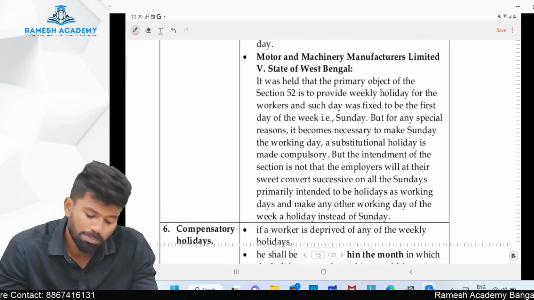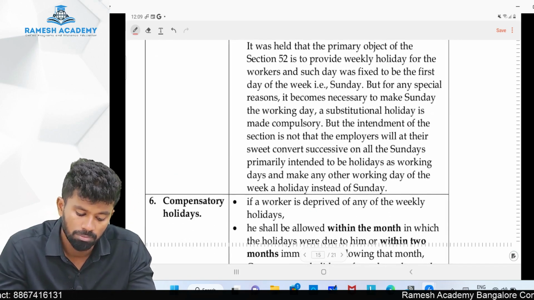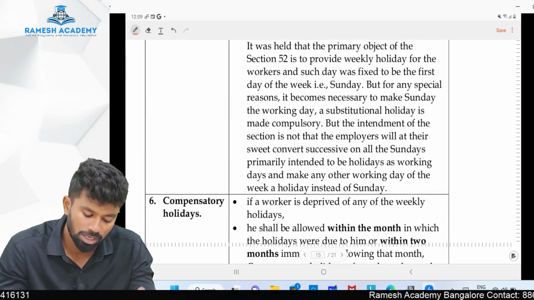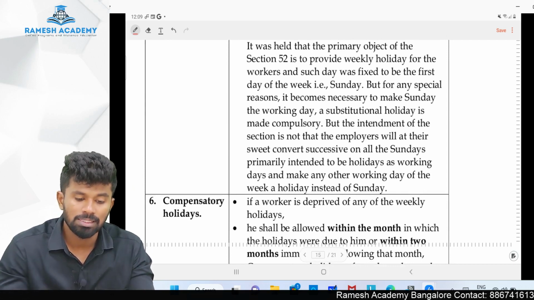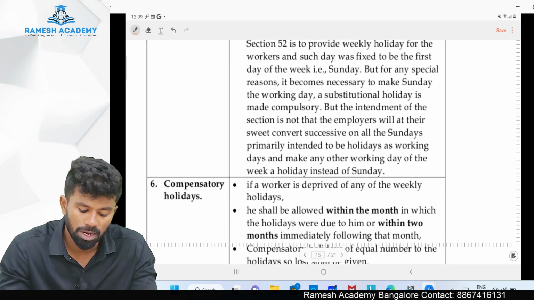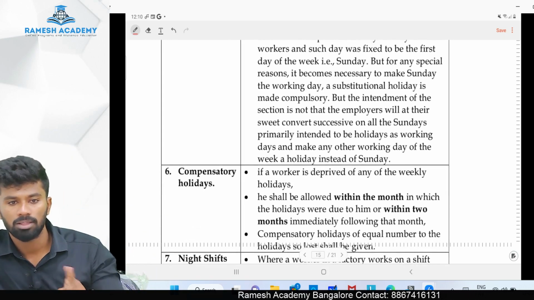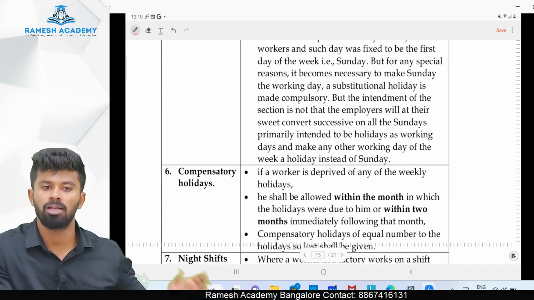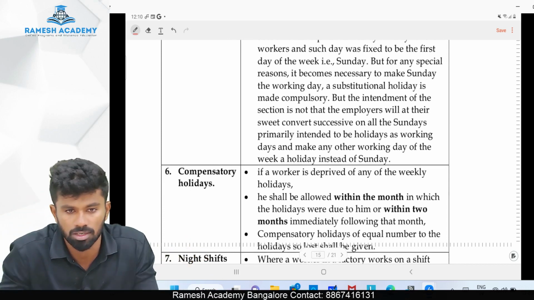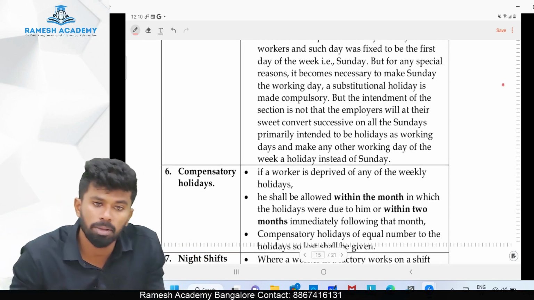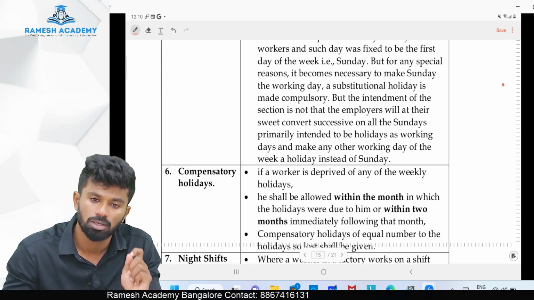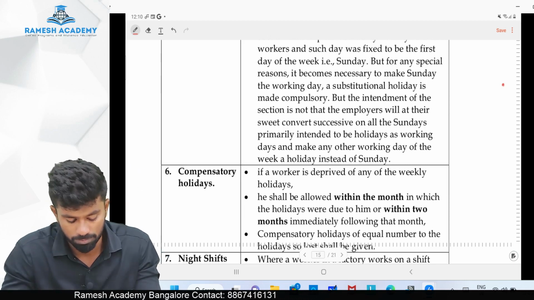But for any special reasons, if it becomes necessary to make Sunday a working day, a substitutional holiday is made compulsory. That holiday should be what? Either preceding 3 days before Sunday or succeeding 3 days after the Sunday. But a person cannot be made to work for more than 10 days without a break.